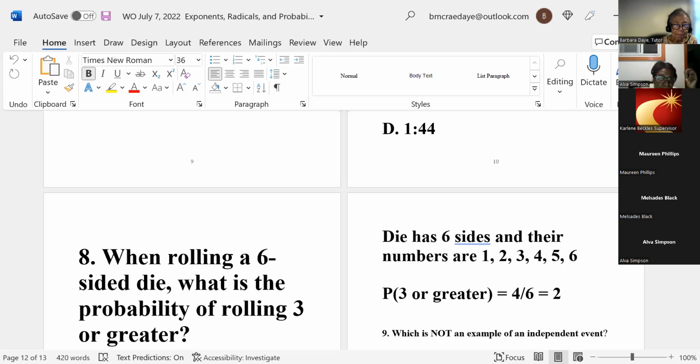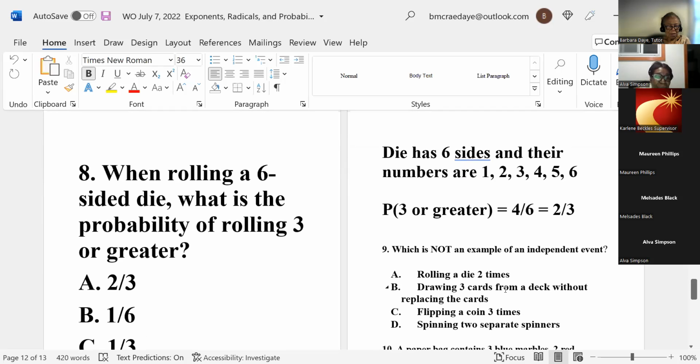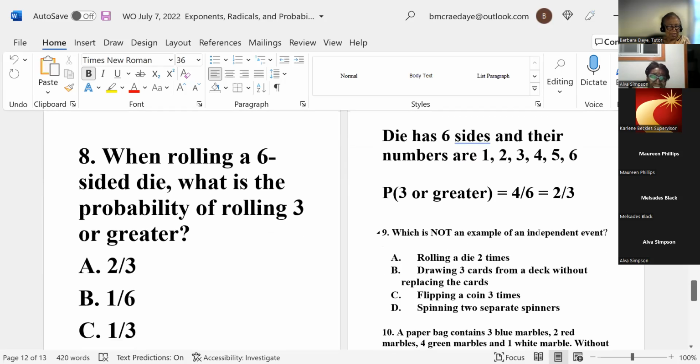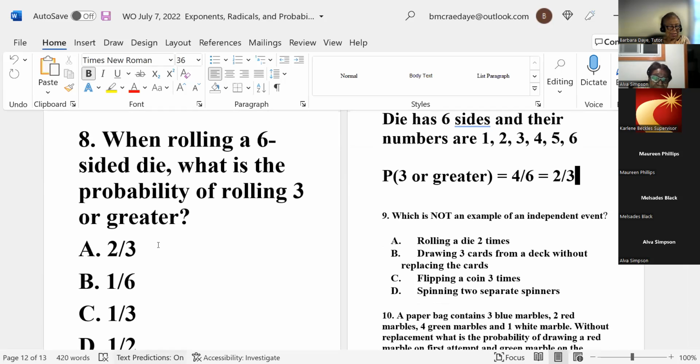It would be 2 over 6? What number goes into 4 and goes into 6? 2 and 3. Right. So 2 into 4 is 2 and 2 into 6 is 3. So 2/3. What's the answer? There are your answers over here, right here on the other side: 2/3, 1/6, 1/3, 1/2.